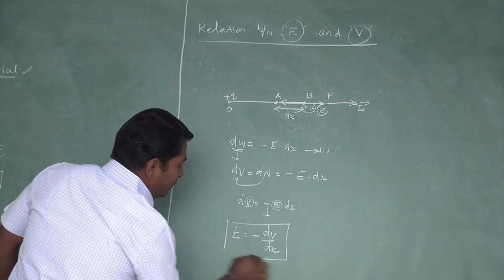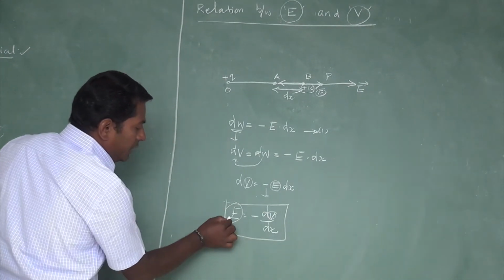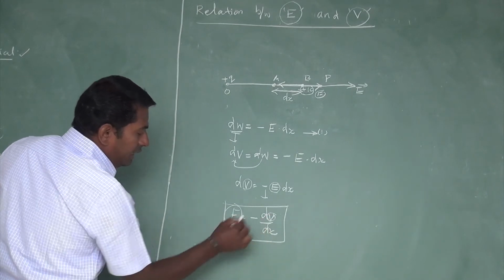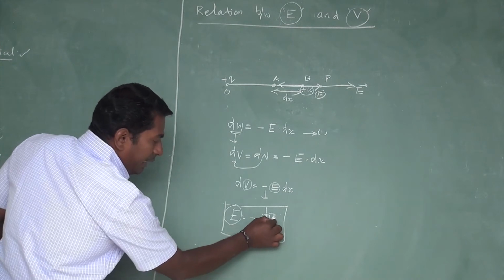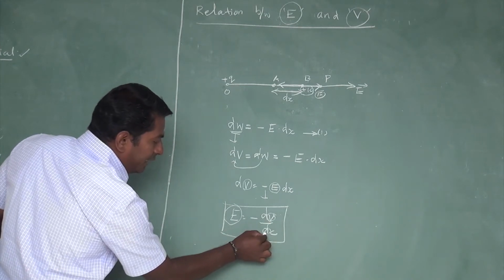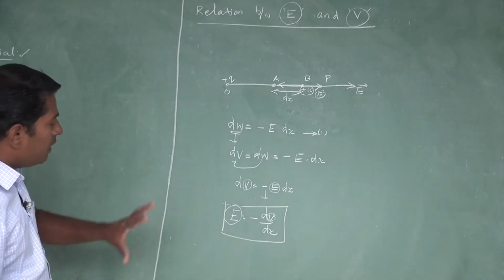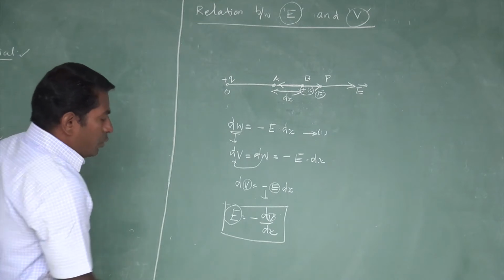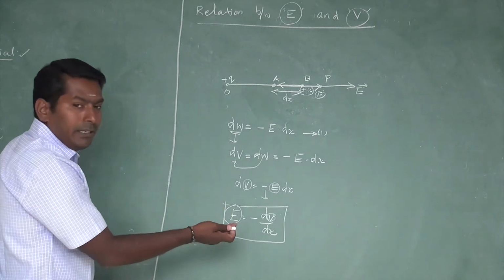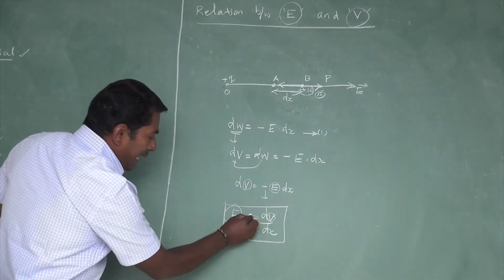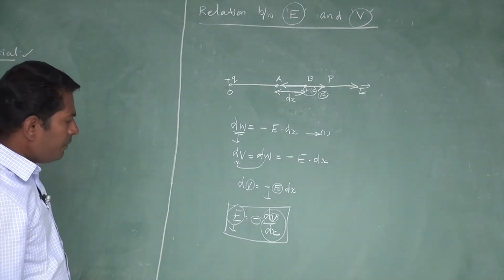It is an important expression, the relation connecting electric field and electric potential. E is equal to minus dV divided by dx. Here, V is the electric potential. The first derivative of electric potential with respect to distance is called electric field, or simply electric field intensity. Electric field intensity is a vector quantity. It can also be defined as the negative gradient of potential.